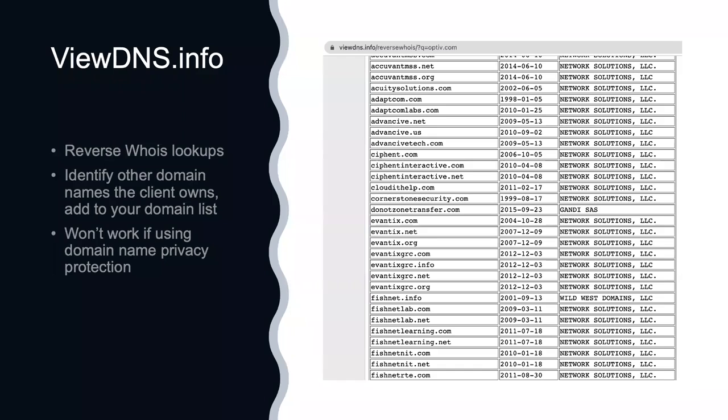Right here is an example of a reverse Whois lookup. Again, this is showing what other domains this specific customer owns, and it's good for identifying potential host names for any specific, say, in-scope IPs that your client may have provided on a pen test that you just can't resolve to.